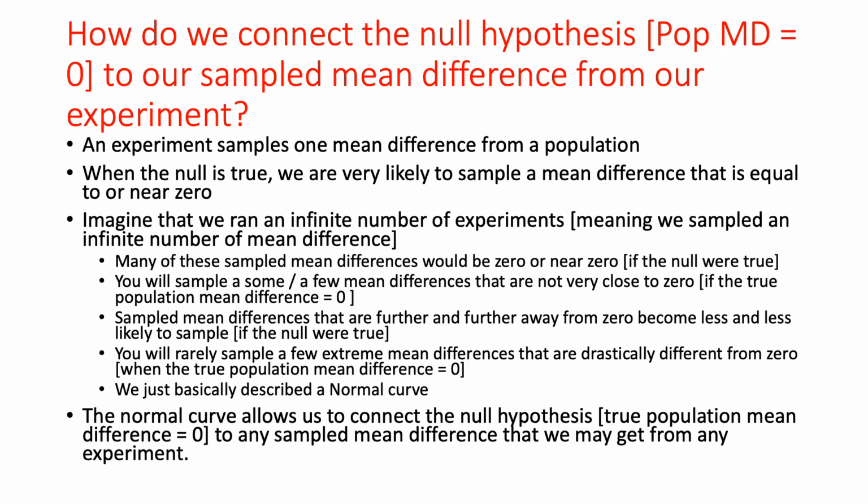So now let's imagine we knew the null were true. What are we likely to sample then? Well, when the null is true, we are very likely to sample a mean difference that is equal to 0 or near 0. Okay, let's take this a step further. I want you to imagine that we ran an infinite number of experiments. In terms of sampling language, imagine that we sampled an infinite number of mean differences.